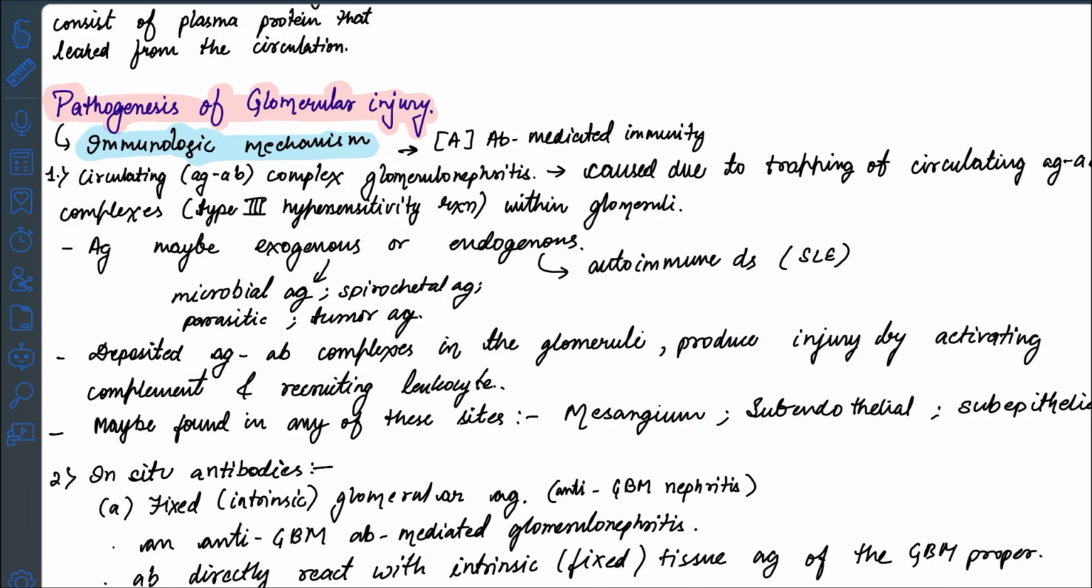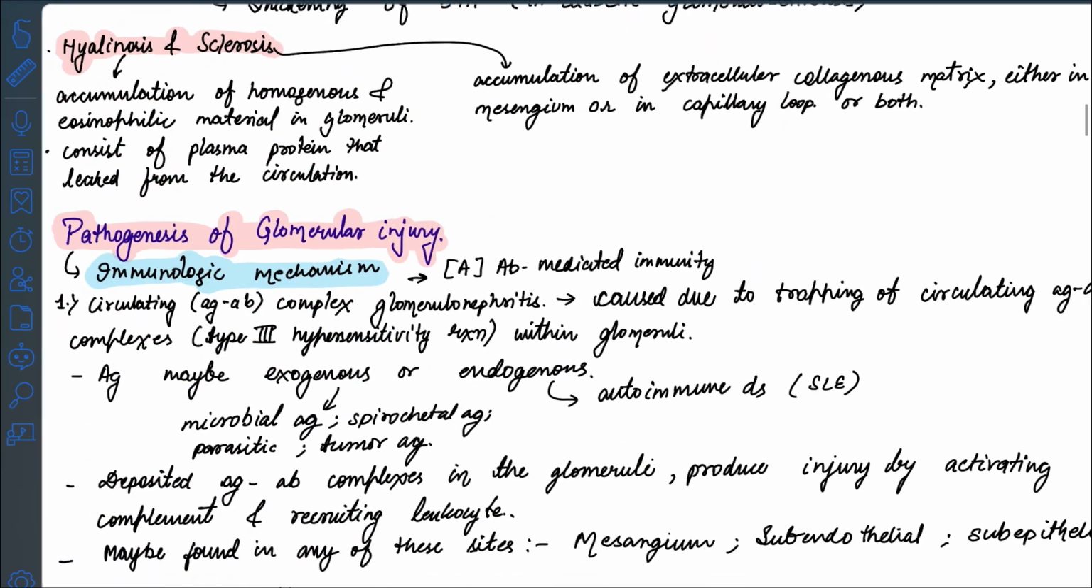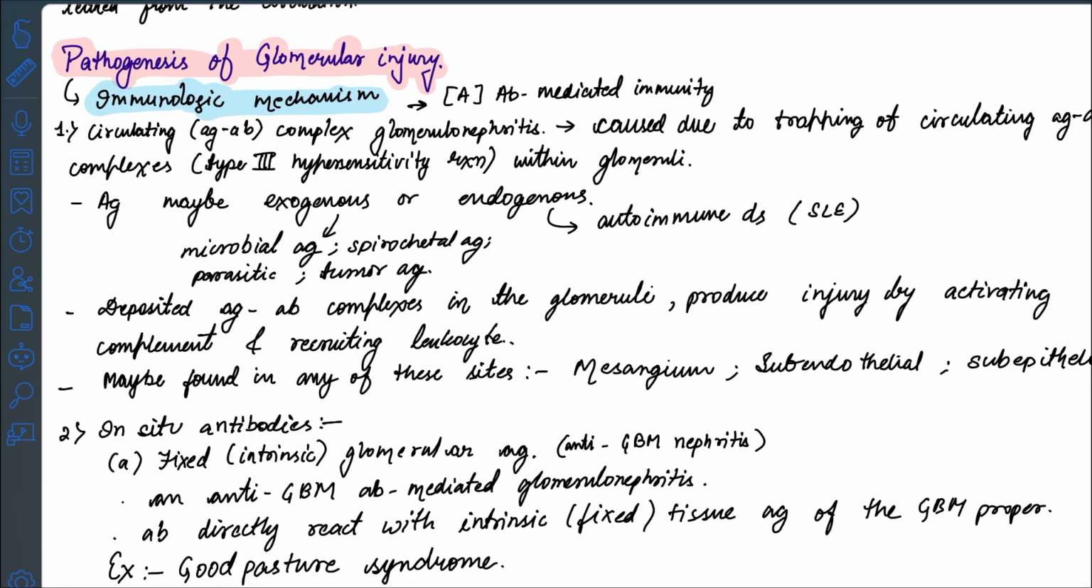Now let's see the pathogenesis of glomerular injury. We have learned about the disease, and we have also learned about the histological changes here. Now let's see what the pathogenesis is. So there are two main mechanisms which we are going to see. The first of them is immunologic and the other one is non-immunologic.